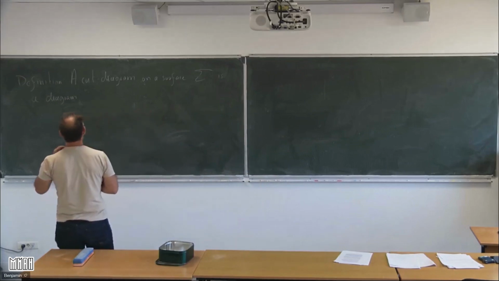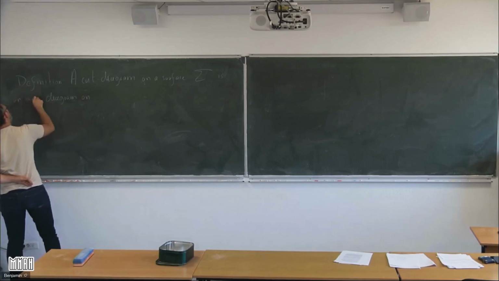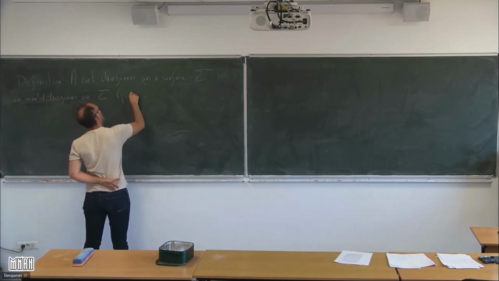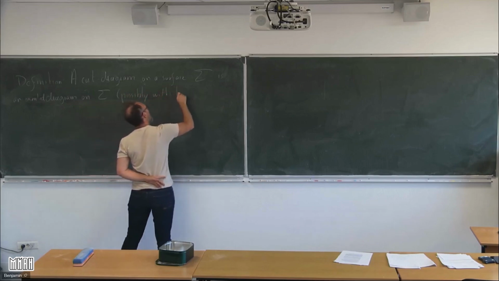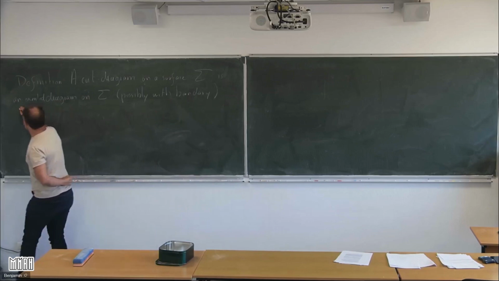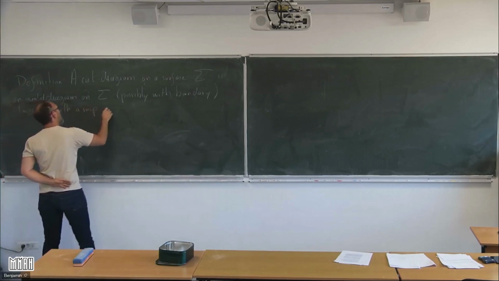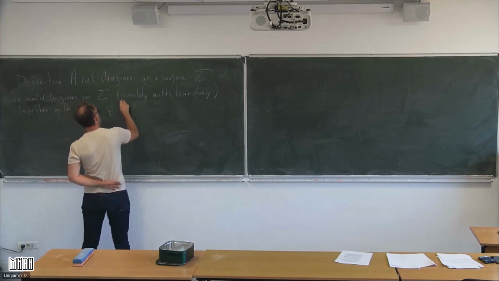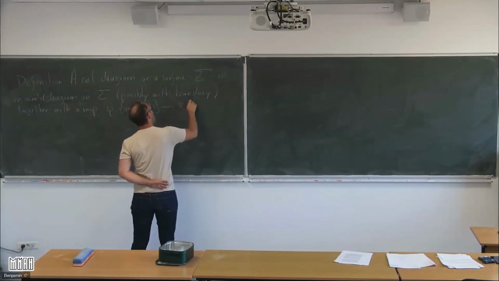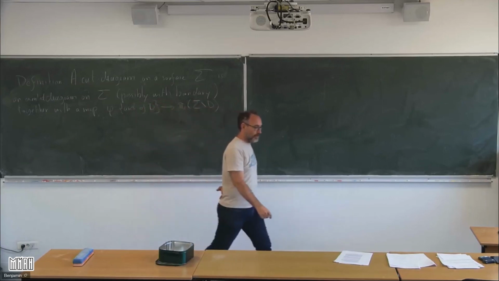So a cut diagram on a surface sigma is an oriented diagram on this surface, possibly with boundary, together with a map which goes from the set of the arcs of the diagram to the regions, which are the connected components of sigma, the surface, minus the diagram.